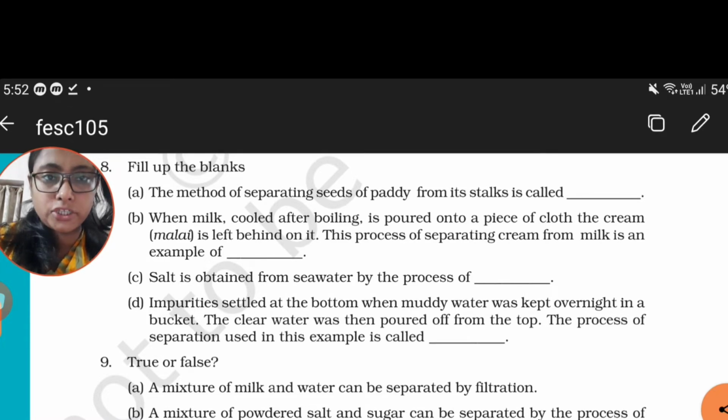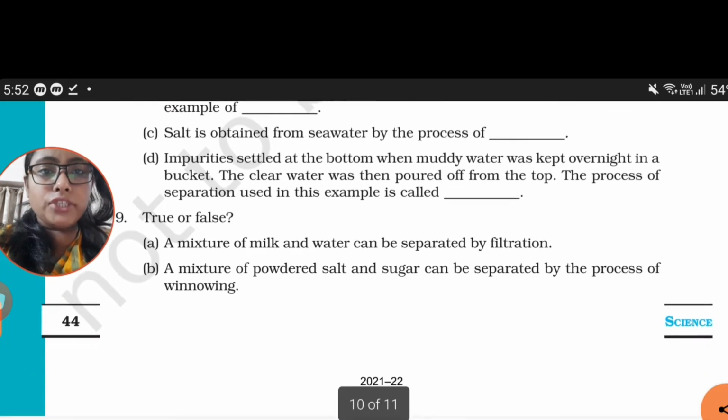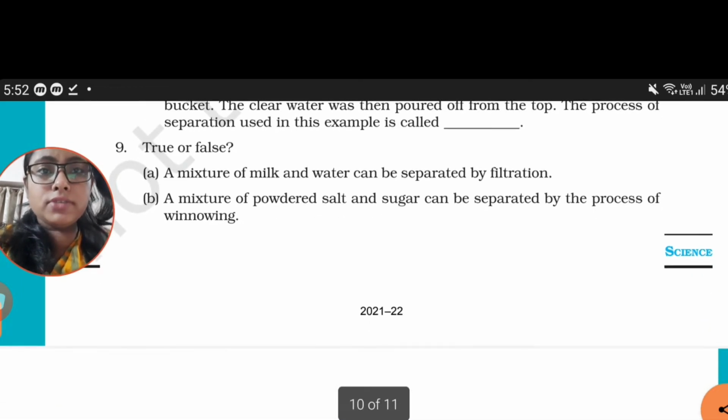Okay, the process of separation used in this example is called what? So you will write down the full sentence in your copy. Next, I am going to question number 9. Is it true or false? Because here some statements have been given.